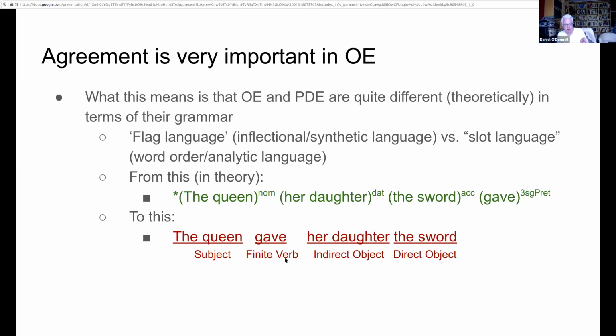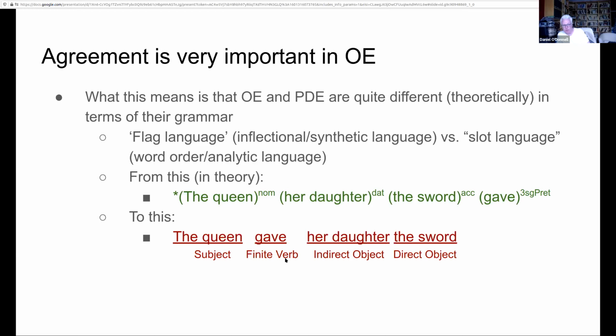We have to find a finite verb. That's over at the end, third singular preterite. So we have to put it in the second spot because that's where our finite verbs go. And then depending on how you're doing your indirect object, the first object, if there's two objects, the first one's the indirect object. So her daughter was dative, the by, with, to, for case.